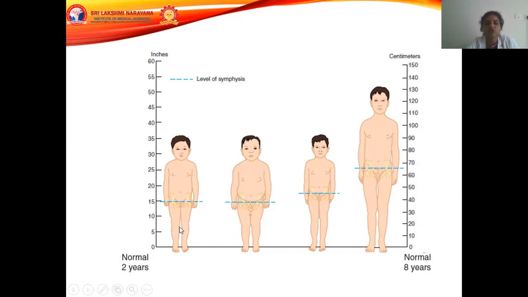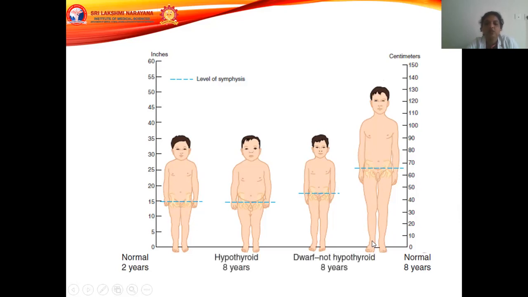Okay, so which portion is higher, the lower segment or the upper segment? It is the upper segment. Whereas in an 8-year-old, the pubic symphysis level is somewhere at around 65, say. Okay, and here the height is around 130. So here you can see that the upper segment and lower segment are almost equal. So what I would like to convey here is, in a 2-year-old, the upper segment is longer than the lower segment, and in an 8-year-old, the upper segment and the lower segment are almost equal.